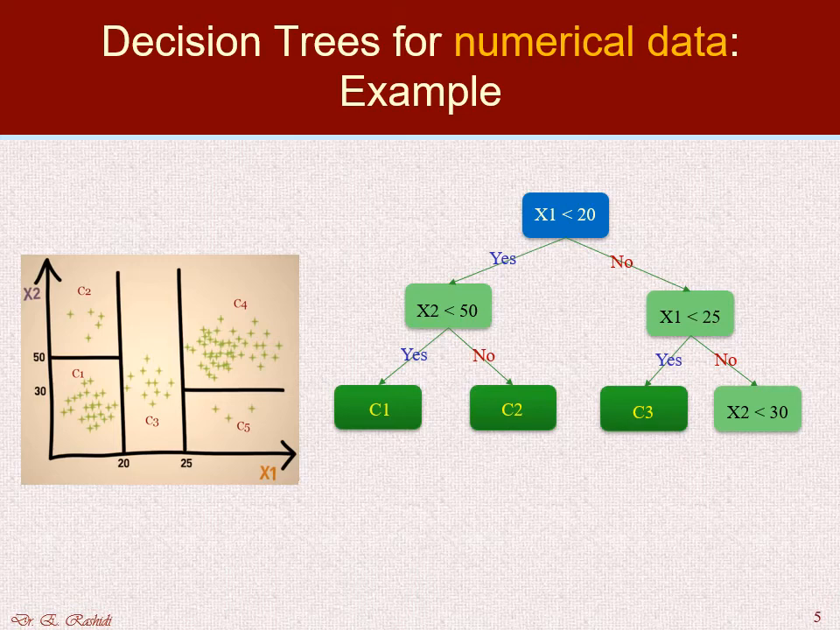So we would ask whether the x2 value is greater than 30 or less than 30. If it's less than 30, then it's class 5. If it's greater than 30, then it's class 4. And this is how a decision tree would work for numerical values with numerical features.